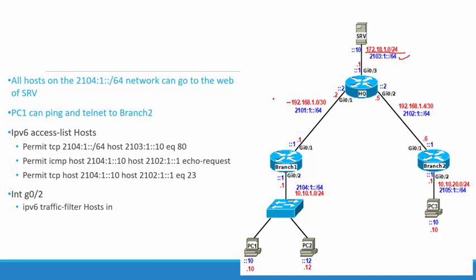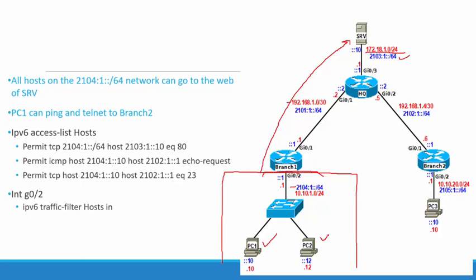So with IPv4, we basically did the same thing that we're going to do here, is that we took all hosts on this network here. When I had my bullet point before, it said all hosts on the 10.10.10 network can go to the web of SRV. Now we're looking at the IPv6 portion of this network. So now all hosts on 2001:db8:1:1 are still allowed. It doesn't matter if I use IPv6 or IPv4 on these hosts, they're still going to be able to get to the web of this server. And then we're going to allow PC1 to ping and telnet to Branch 2. So maybe this guy is the administrator for Branch 2. I just have to give you some examples here, so that was one of them.